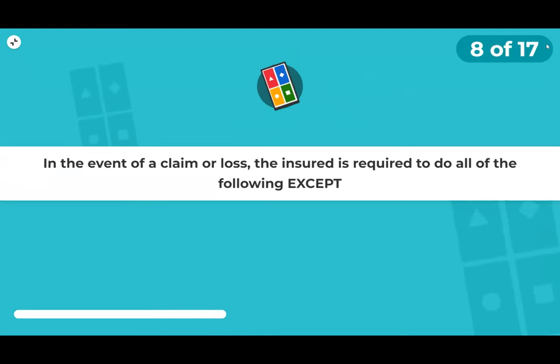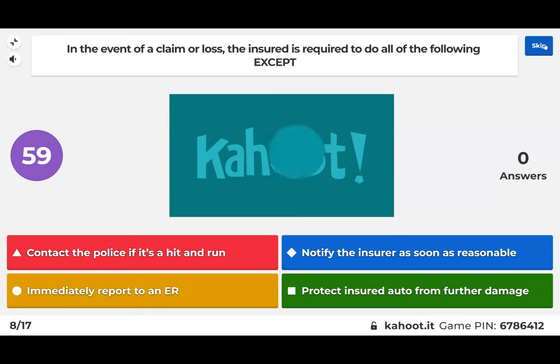In the event of a claim or loss, the insured is required to do all of the following except. So what do you not need to do? Three of these things you should do, and one of them you should not do. We're asking, what is the thing you should not do?